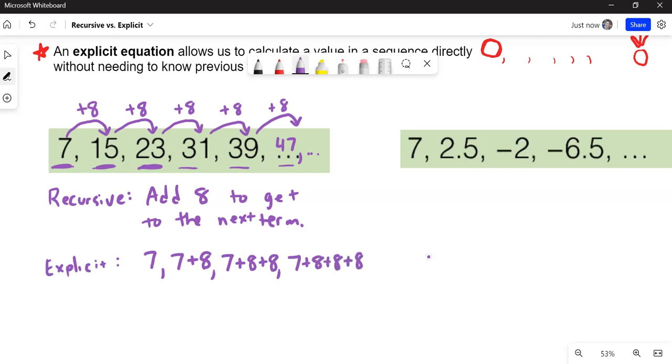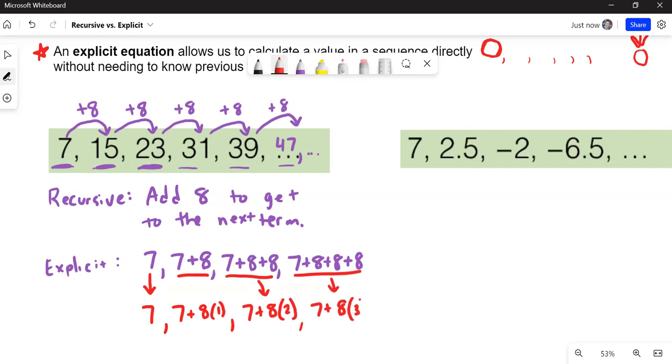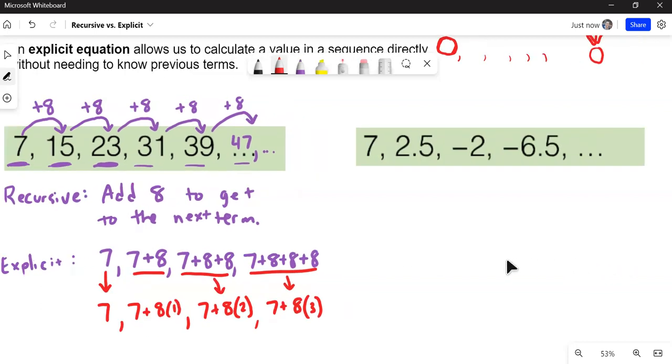Well, when you write it like this, you might be able to recognize some features about it. The first term is 7. The second term is 7 plus 8 once. The third term is 7 plus 8 twice. And then the fourth term is 7 plus 8 three times. So it's a different way to recognize that really all of these terms are 7 plus some number of 8s. And you can use that to think about the term way out into the future, if you can find that relationship.